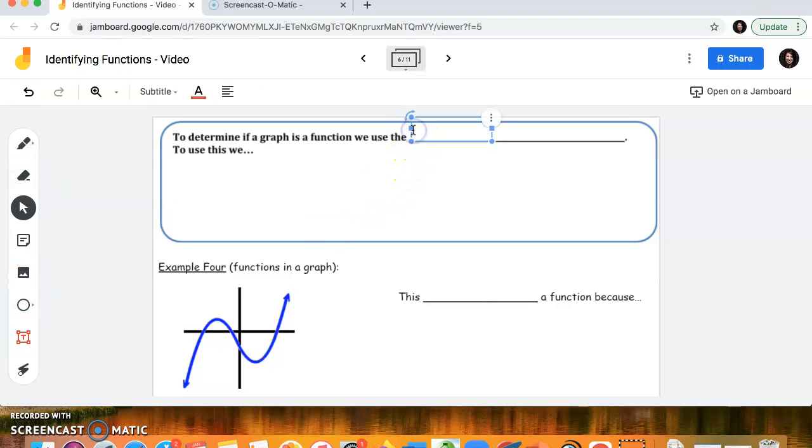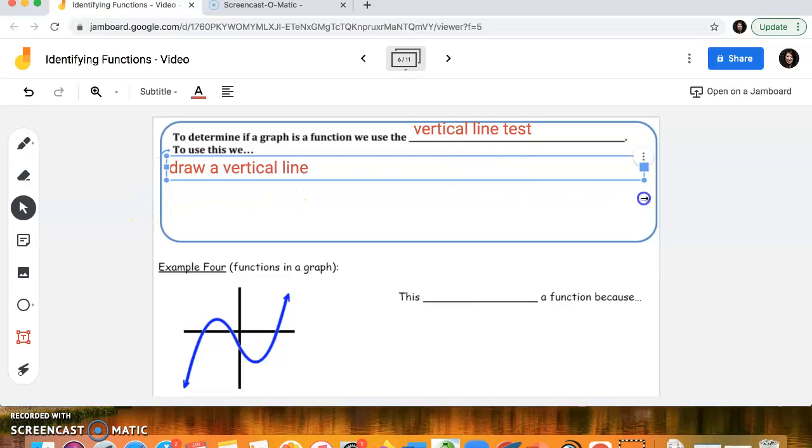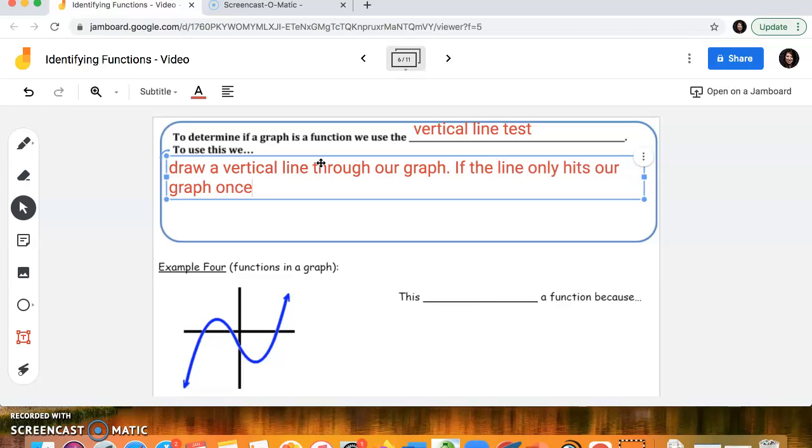We use something called the vertical line test. And the way the vertical line test works is we draw a vertical line, and a vertical line is a line that goes up and down. So we draw a vertical line through our graph. If the line only hits our graph once, then it is a function.